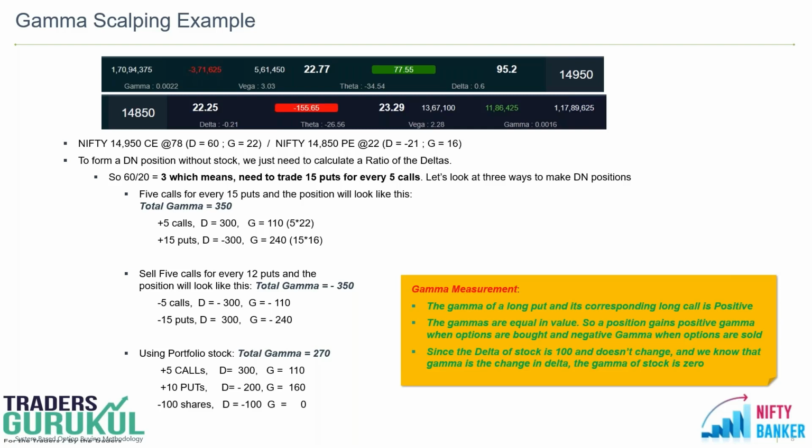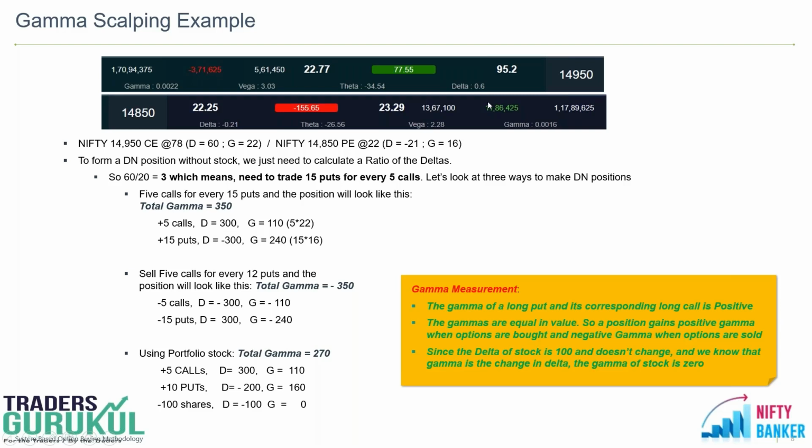That is exactly how the delta will get neutralized, right? Now 5 calls for every 15 puts, and the position will look something like this. Let's say we have 5 calls, how much does the delta become? If you see the delta here, it is 60, correct? Now 60 into 5, we're talking about 300.